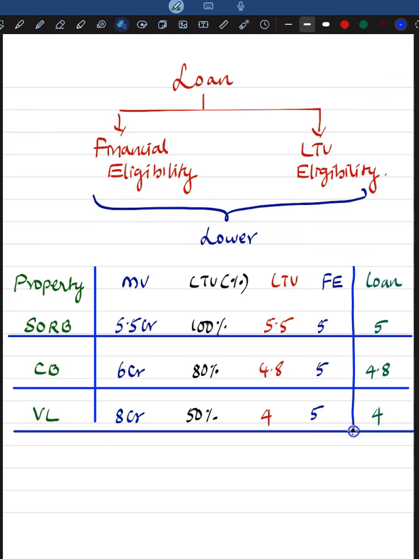So out of these 3 properties, if you see, vacant land has the least loan eligibility, commercial building next, but the requested amount matches only with the self-occupied residential building. So this borrower should offer self-occupied residential building to avail the requested loan of 5 crore.